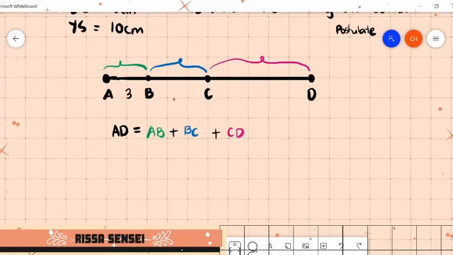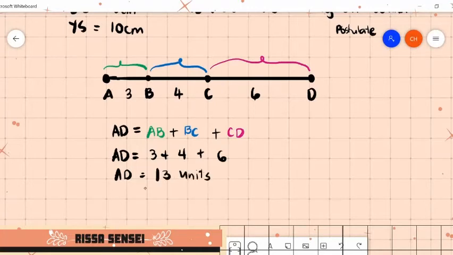So, let's say this is 3 units. Assuming lang naman. And let's say this is 4. Tapos, ito sabihin natin 6. What is the measure of the whole? What is the measure of AD? So, by segment addition postulate, all you have to do is to add the 3 measurements. So, we have 3 units plus 4 units plus 6 units, and it will give us 7 plus 6 is 13. Therefore, segment AD measures 13 units.